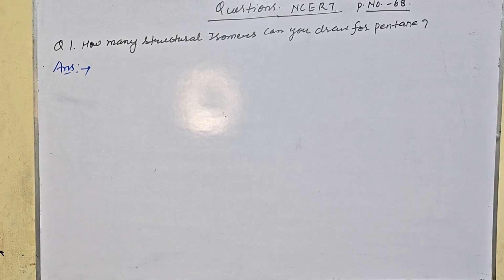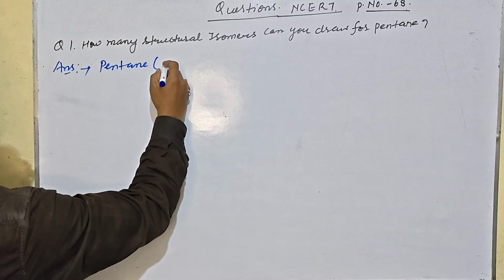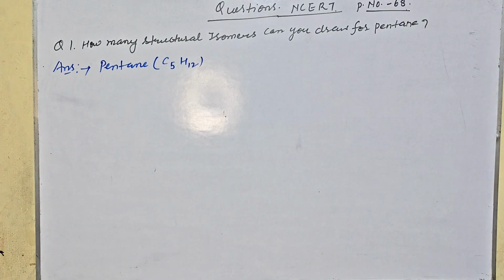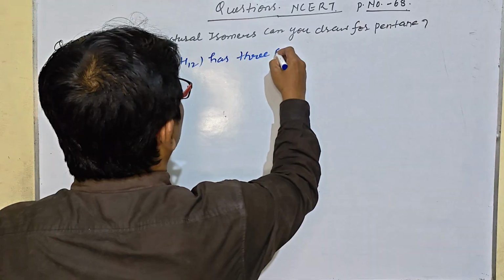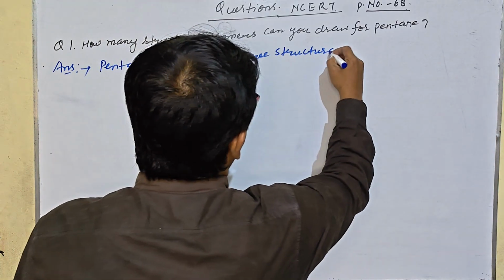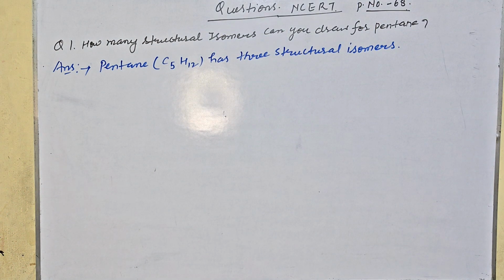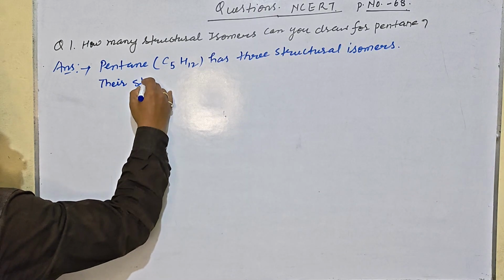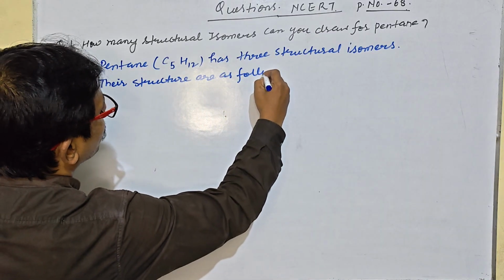So first of all, pentane. The formula of pentane is C5H12. The first thing is there, C5H12. So it has 3 structural isomers. The 3 structural isomers, and their structures are as follows. I am giving you their structures. How can you draw the structure?